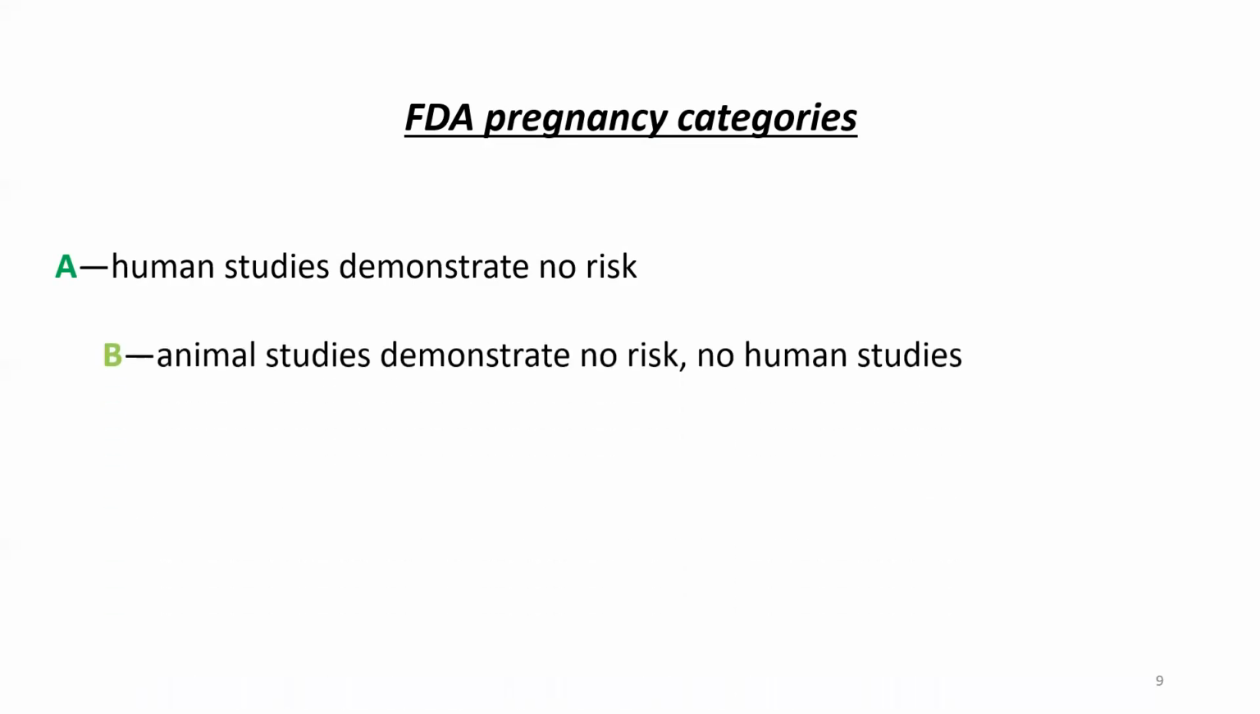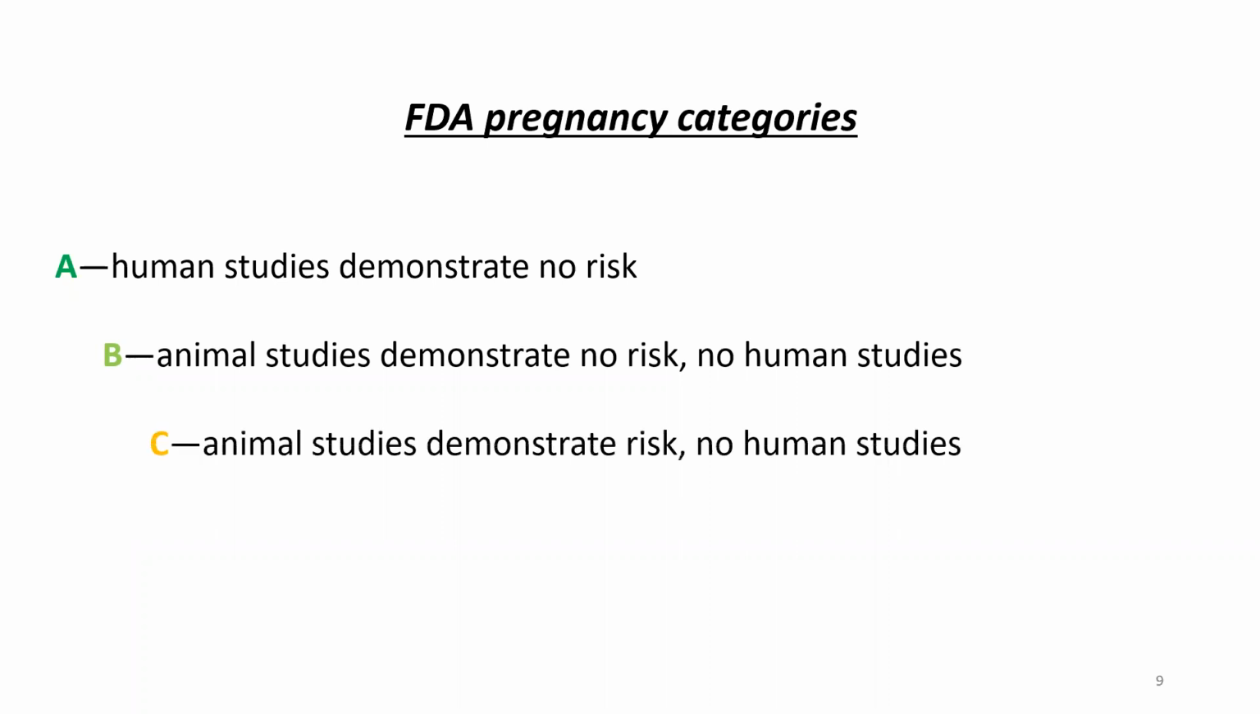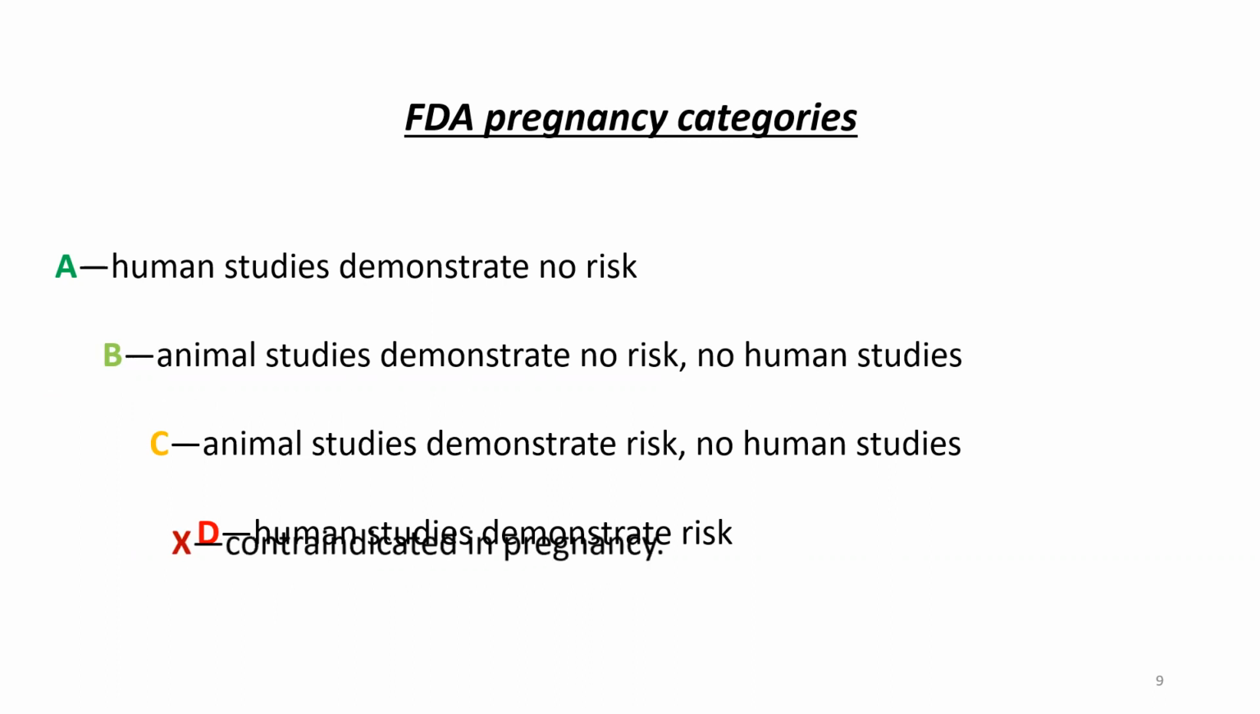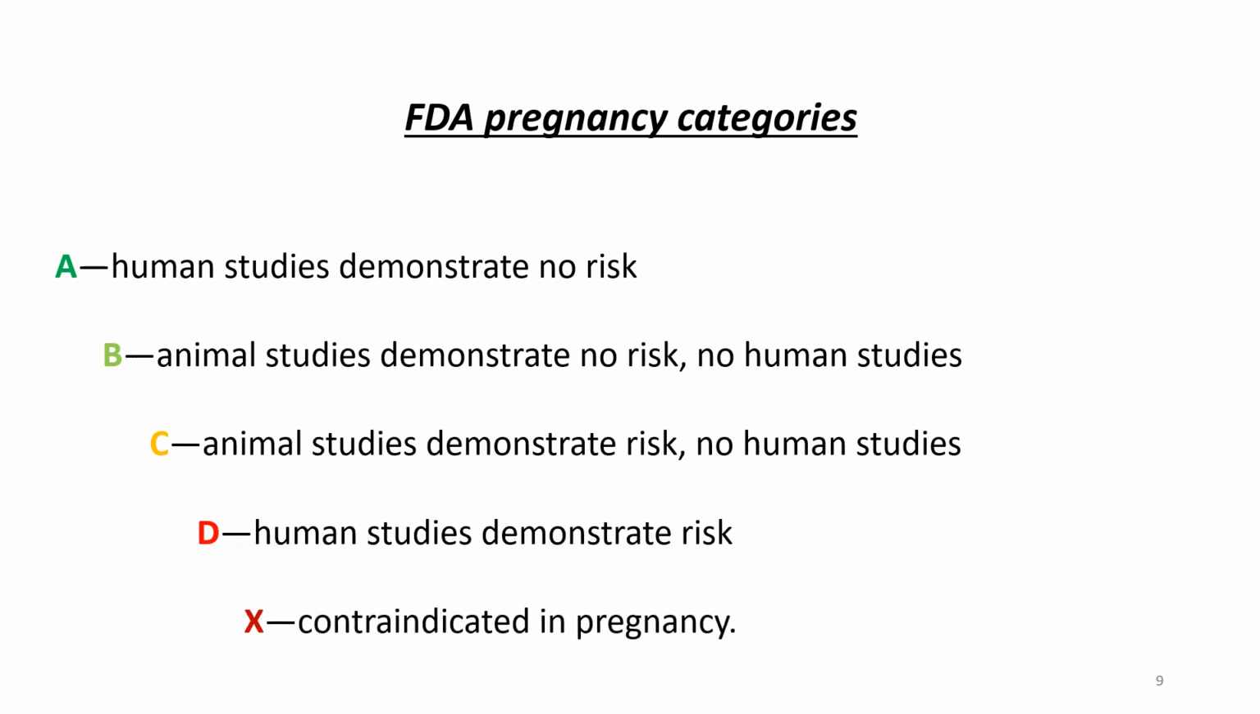Now, in terms of FDA pregnancy categories, what was found: human studies demonstrate no risk, and animal studies demonstrate no risk, or no human studies. That's another category. And then category C, animal studies demonstrate risk with no new human studies. And category D, the human studies demonstrate a risk. And then category X, contraindicated in pregnancy. So those were the categories that were eventually made by the FDA.